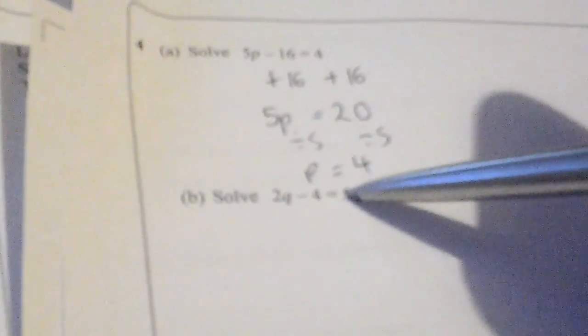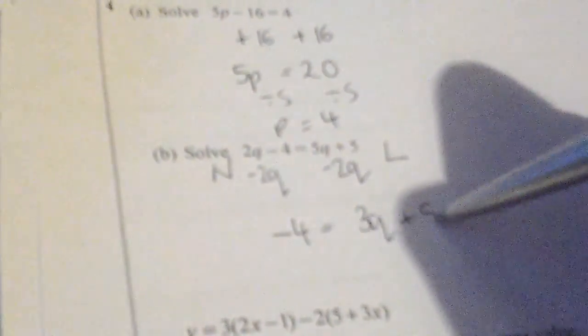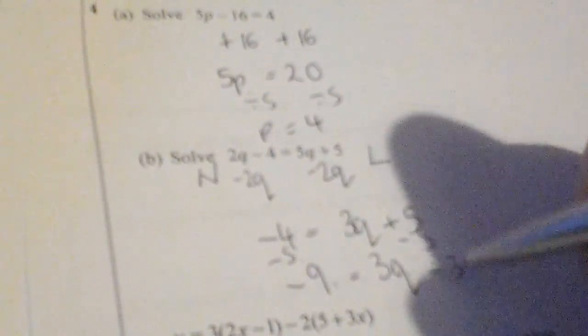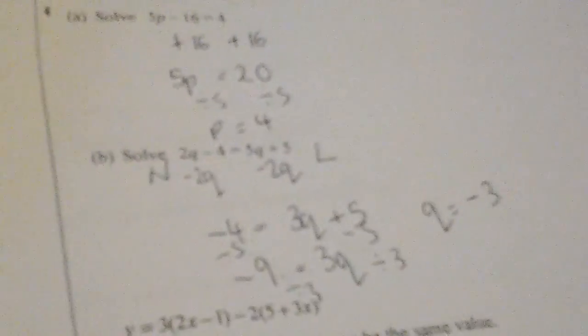The next question, look at both sides and I decide which side's got more letters on it. 2 q's over here, 5 q's over here. I'm going to move the letters over here and the numbers over here. To move this set of letters, I'm going to take away 2q. So I get minus 4 is 3q plus 5. And I'm going to move this plus 5 by taking it away. Don't let the negatives put you off. Minus 4, take away 5 is minus 9. 3q's are minus 9. So I divide by 3. And q is minus 3.